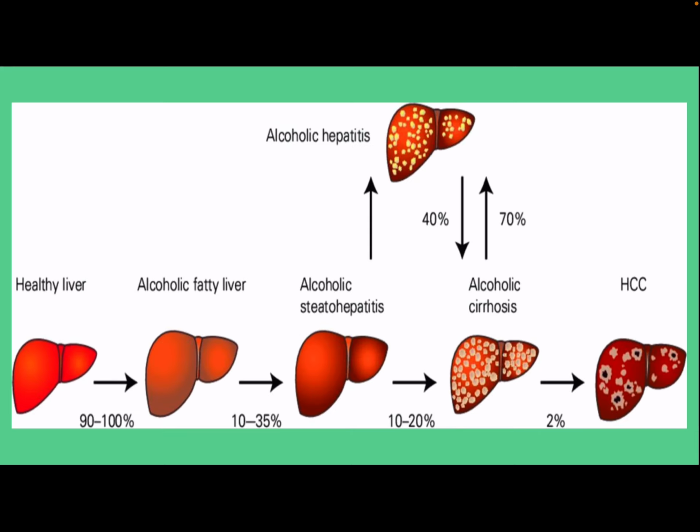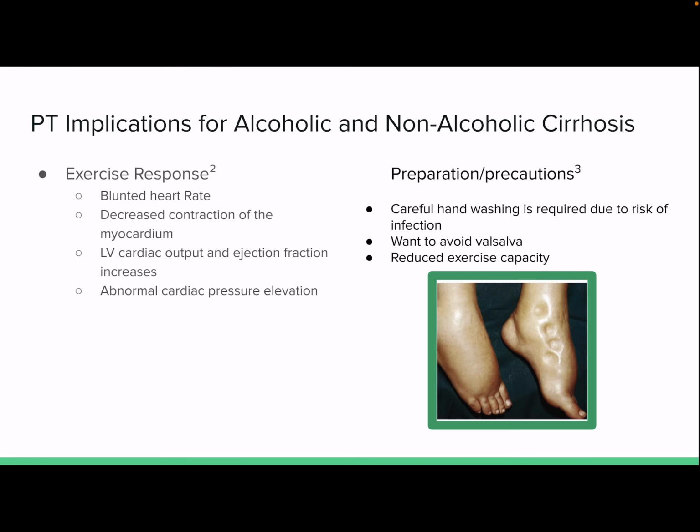All right, so this picture just shows the progression from a healthy liver through a variety of alcoholic versions of the conditions that we talked about. So alcoholic hepatitis, alcoholic cirrhosis here. So PT implications for alcoholic and non-alcoholic cirrhosis include exercise response with a blunted heart rate, decreased contraction of the myocardium, left ventricular cardiac output and ejection fraction increases, and abnormal cardiac pressure elevation.